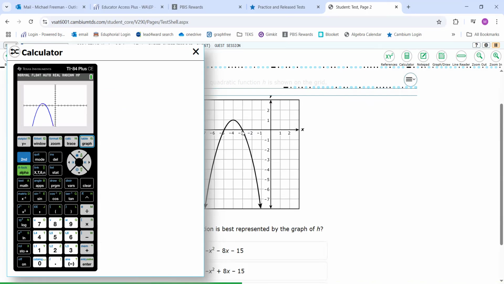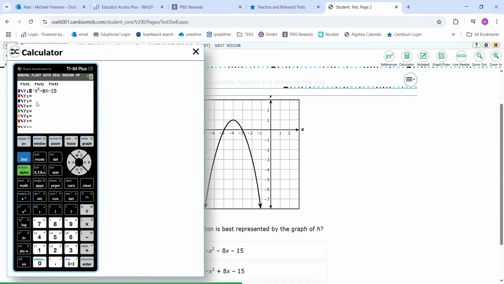Look, my x-intercepts are -3 and -5. This one is 1, 2, -3 and -5. My vertex is at -4, +1, -4, +1. They look the exact same. But if I'm not sure, let's look at our next one.